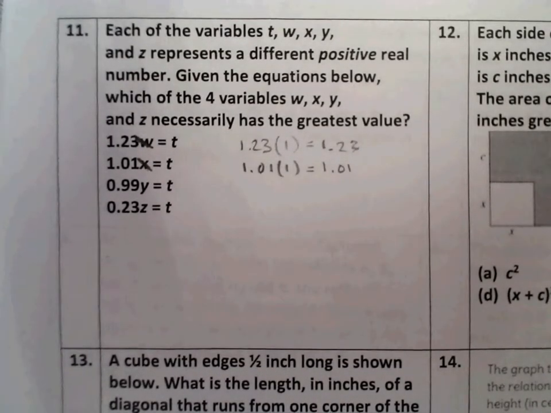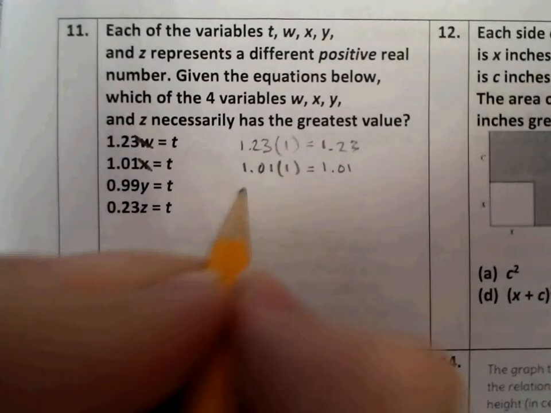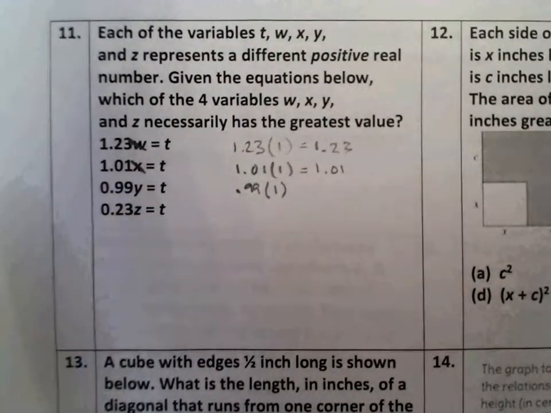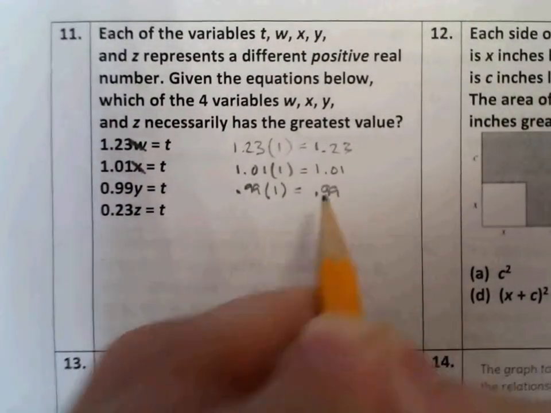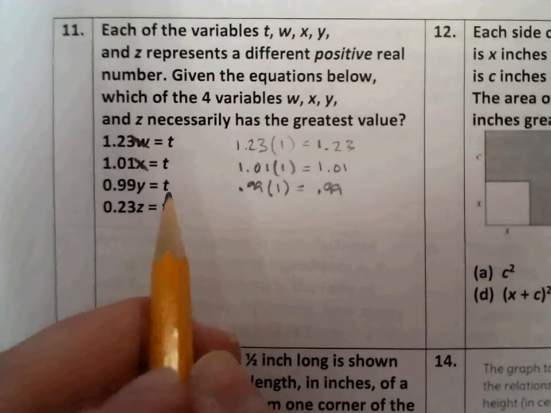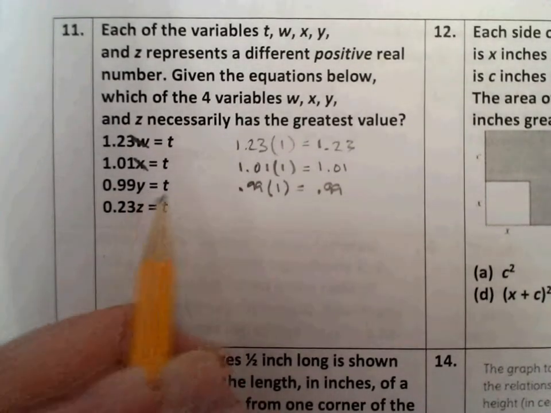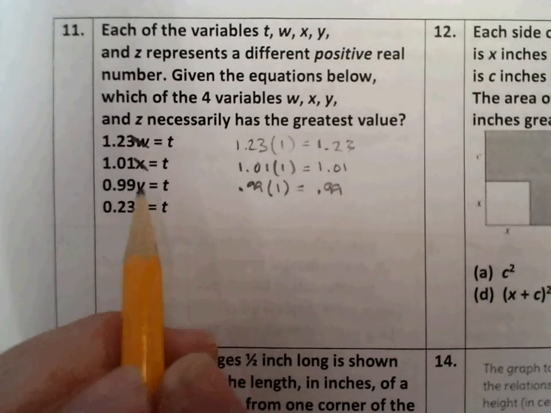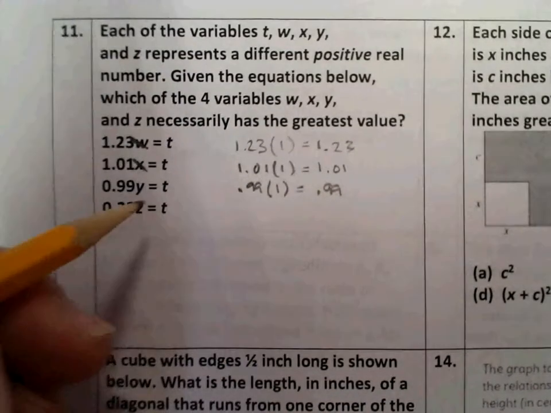So now let's look at these other two. Now these numbers are smaller than 1. So what happens when you multiply 0.99 times, let's say, what if y was 1? 0.99 times 1 is 0.99. So if y is 1, t is 0.99. Now that's the opposite relationship. So if y is 1, t is actually going to have to be less than that. So y is bigger than t. So now t is out.